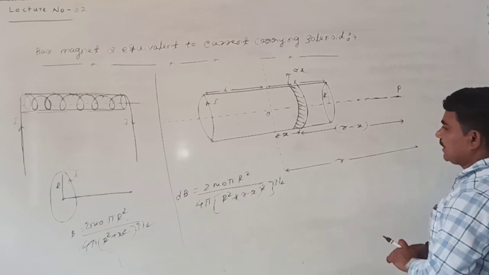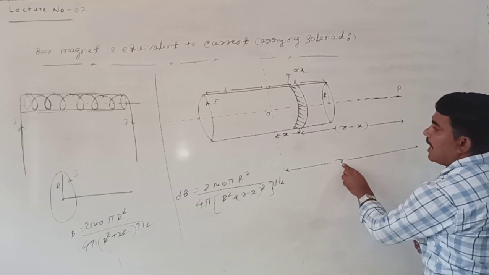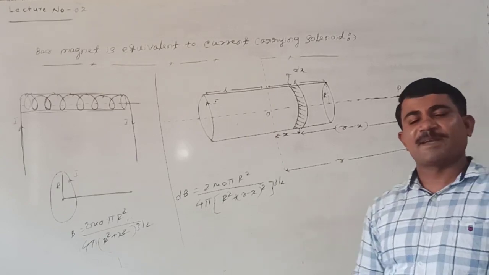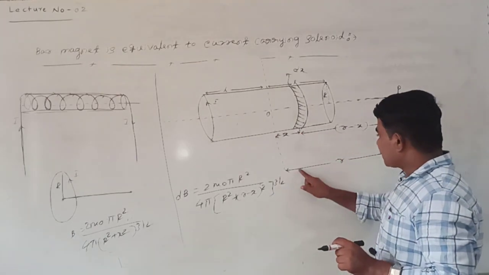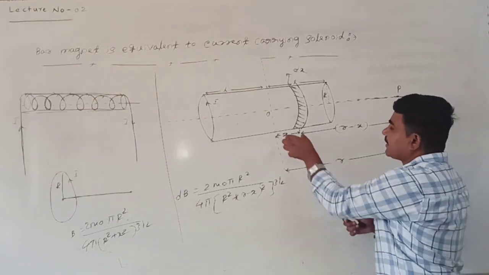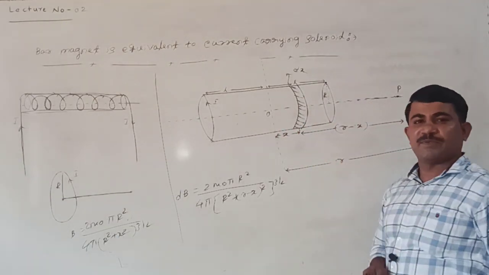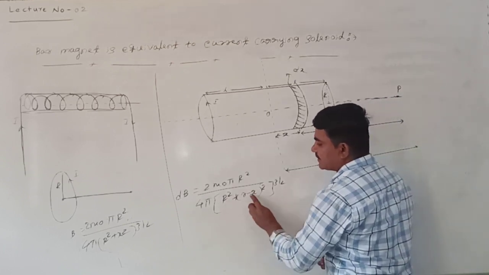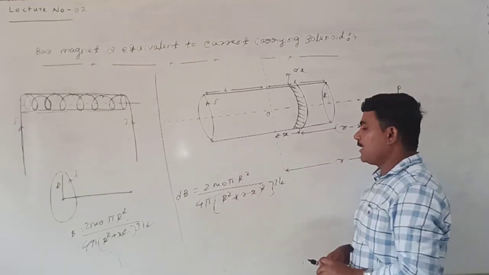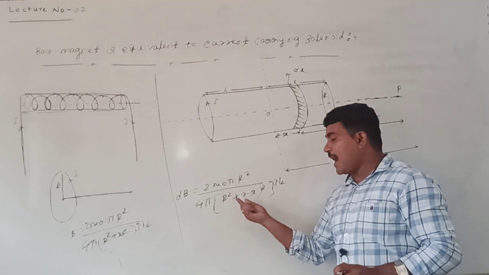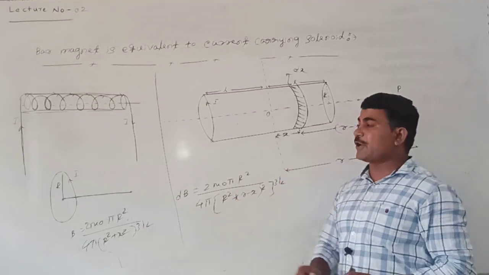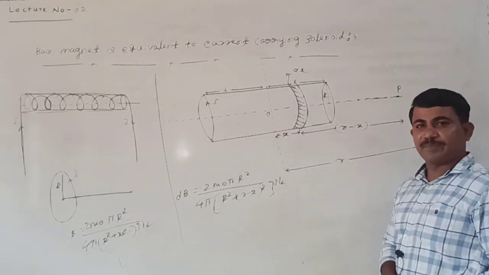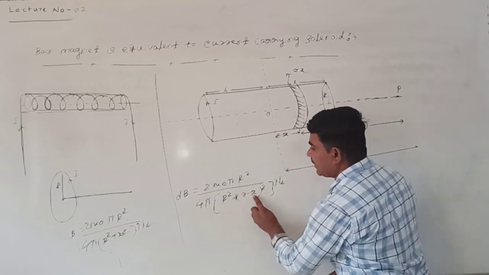But look at me, students, the observation point small r is very much greater than the distance x and the radius R. Are you following me? What I am saying is the distance small r must be very much greater than the distance x and the radius R. So in the denominator, x and capital R are very small, so that small r is considered and capital R and small x can be neglected.